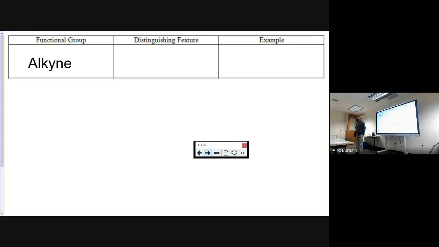Alkyne. Alkane is a singly bonded carbon chain. Alkene involves a double bond. And alkyne has a triple bond somewhere.